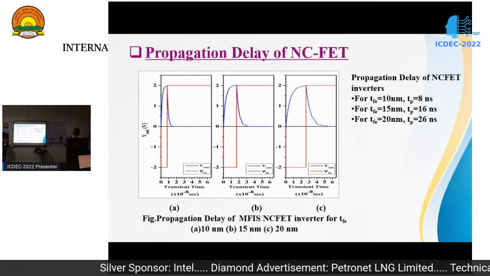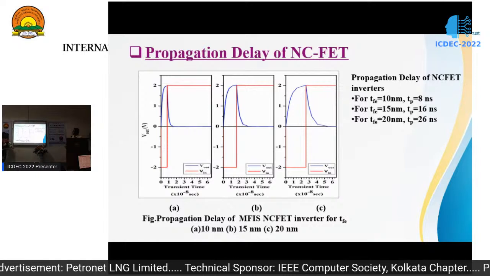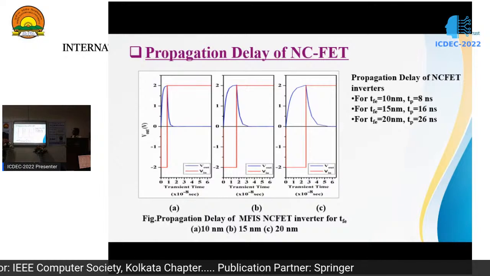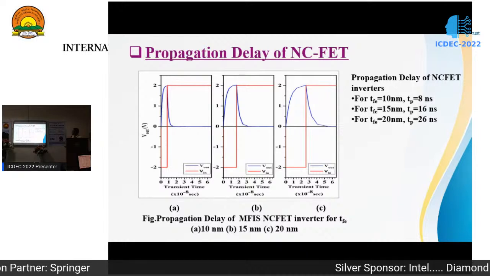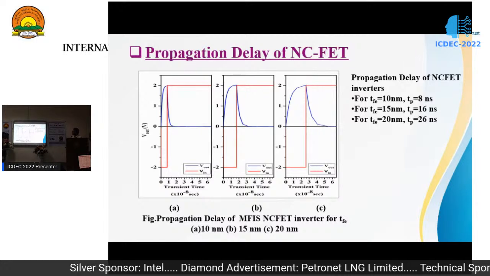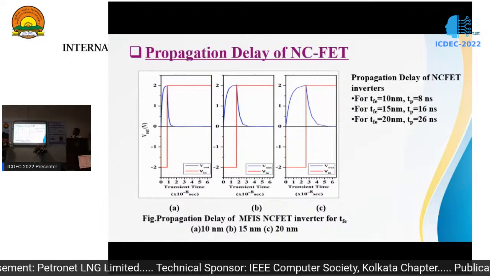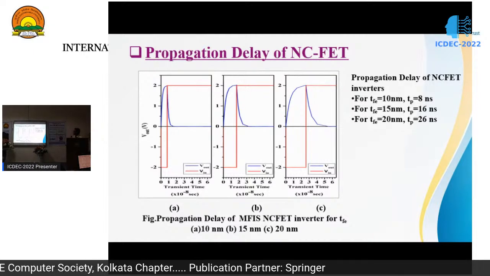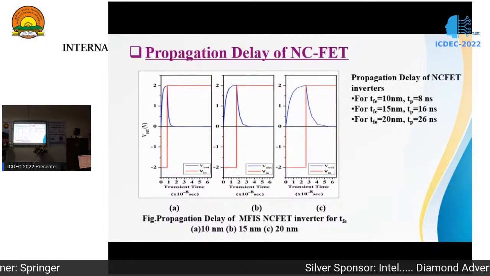And as we previously provided a way to obtain propagation delay of NC, here we modeled a 3D NC inverter, and based on that we have different results. You can see this is the transition from low to high, and this is the transition from high to low. Now we have used three different ferroelectric thicknesses, and this is an MFIS NC inverter, with thicknesses of 10 nanometer, 15, and 20 nanometer. Propagation delay of NC inverters: for 10 nanometer we have a delay of 8 nanoseconds, for 15 we have 16 nanoseconds, and for 20 we have 26 nanoseconds.